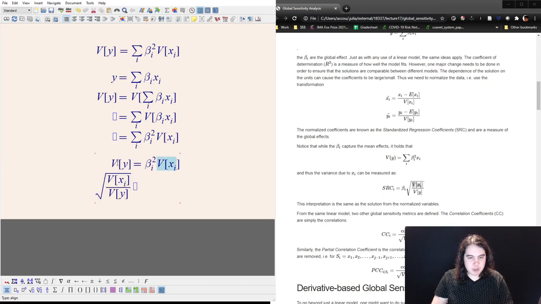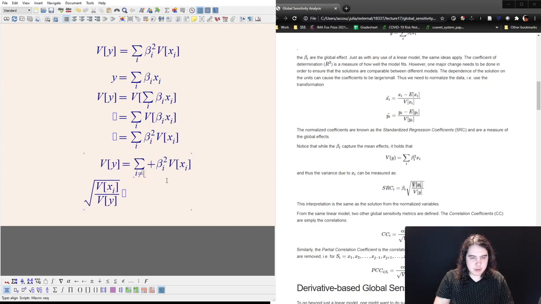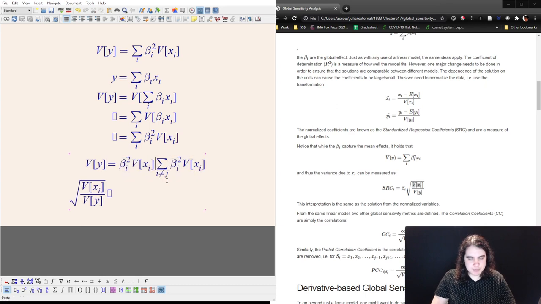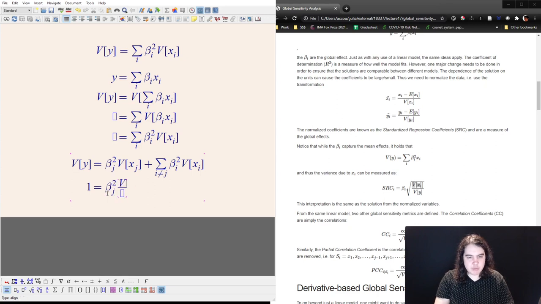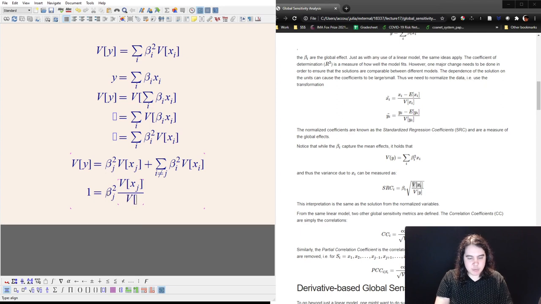So this is essentially, or sorry, let's move this to the other side. Well, let's do it like this. So we do the sum over i not equal to j, and then we have the jth term, right? But let's say we want to find out the percentage of the variation that's due to j. Well, what we do is we can divide by here. So then the total percentage of the variance is going to be 1. And so we have beta sub j squared, and then the variance of x sub j divided by the variance of y. Let's say we did this for all terms. It might be easier to do it like this.